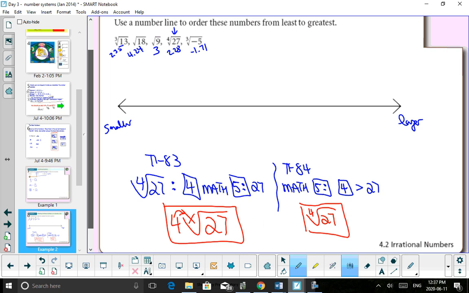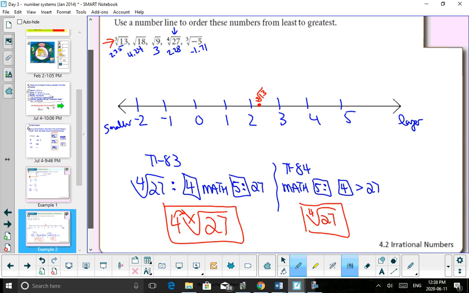The reason I did that first is I want to know the range of my numbers. My smallest is negative 1.7, so I need to go down to negative 2. And my largest number is just over 4, so I need to go to just over 5. You want to give yourself a lot of space between the numbers. Now, when you write the numbers on there, you write the numbers you were given, not the decimals. So 2.35 is right about here. So you write cube root 13. Do not write 2.35.